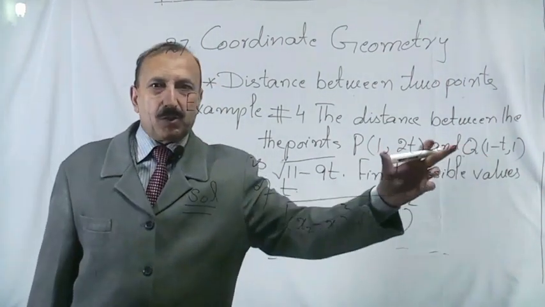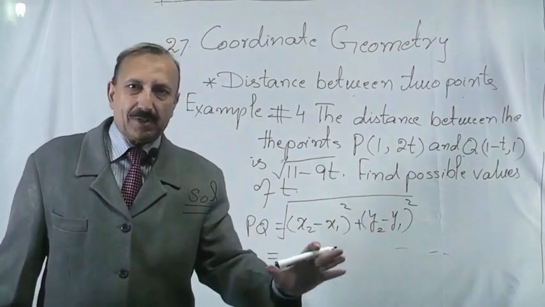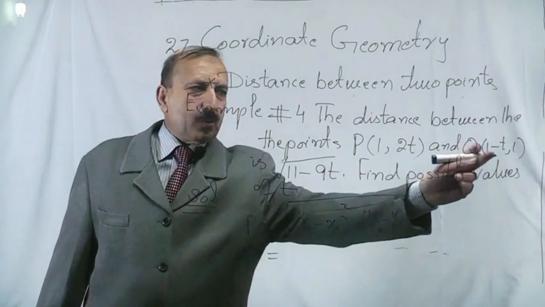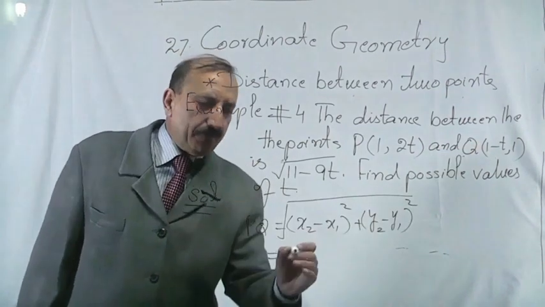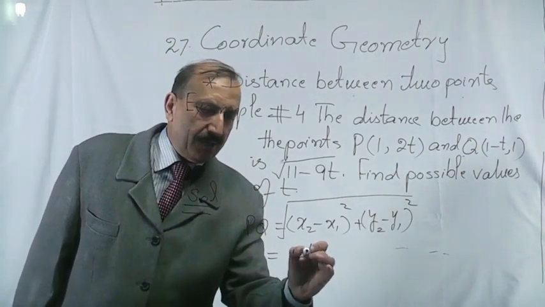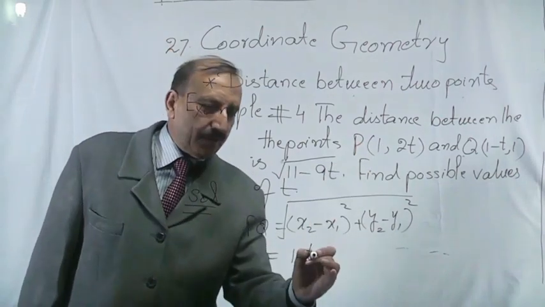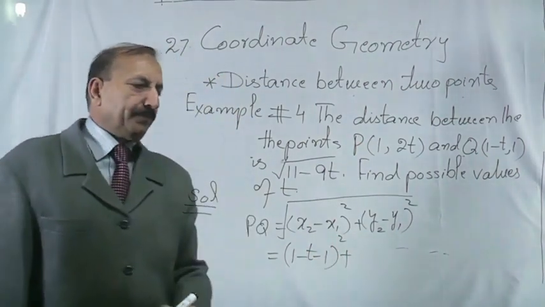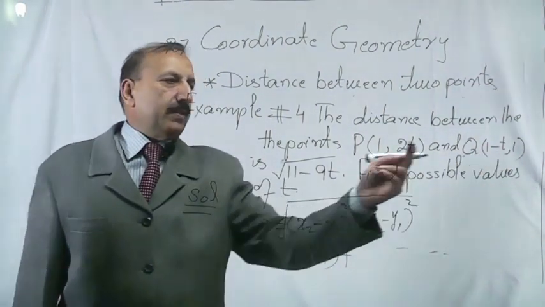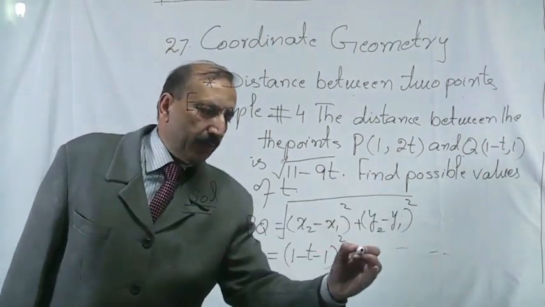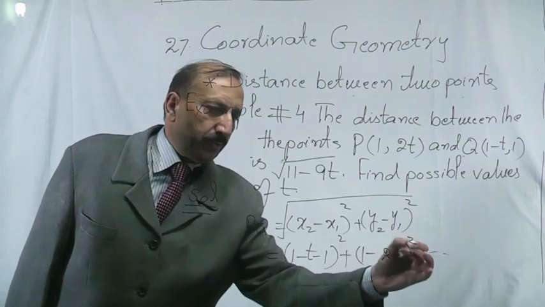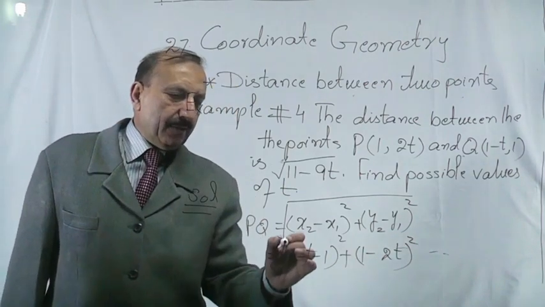So first we put these values, then carry on this simplification process. So x2 is 1 minus t, and x1 is minus 1, this is whole square, plus y2 is 1 and y1 is 2t, so 1 minus 2t, this is whole square.